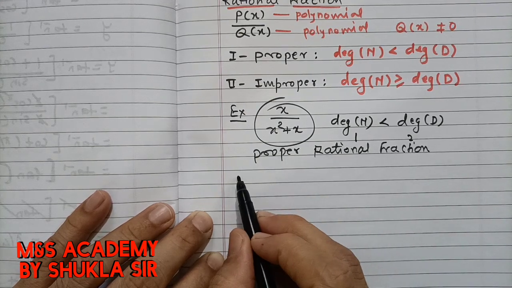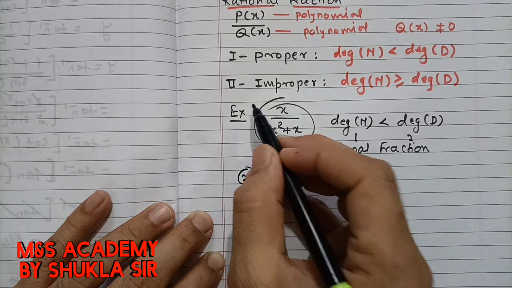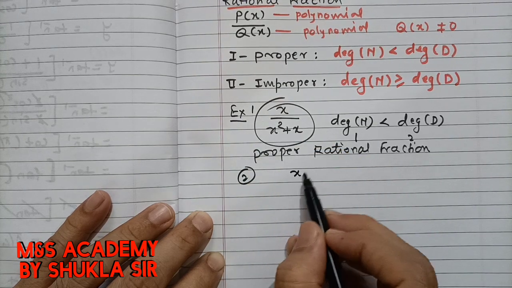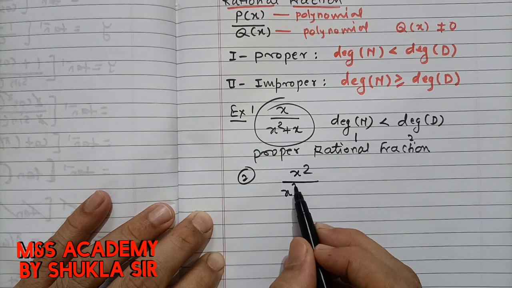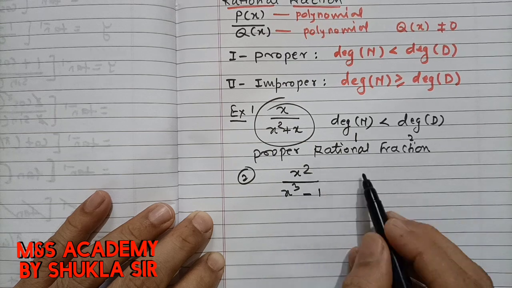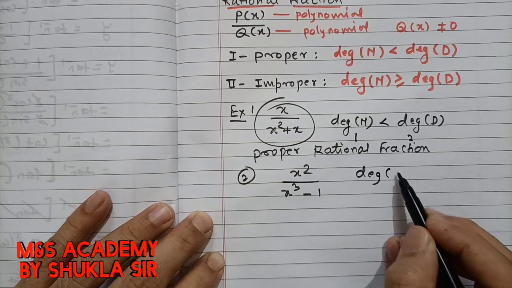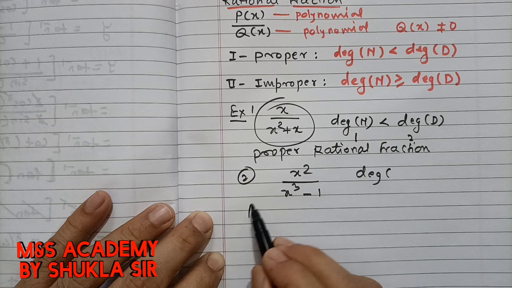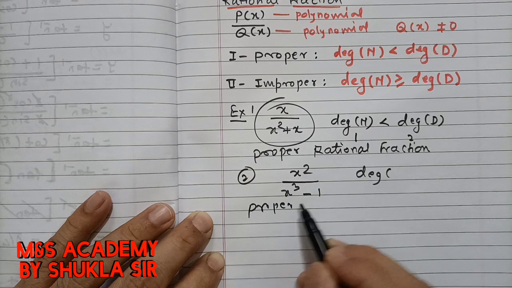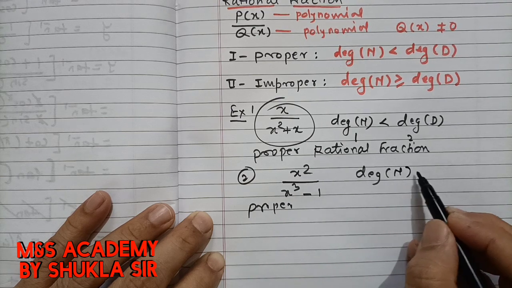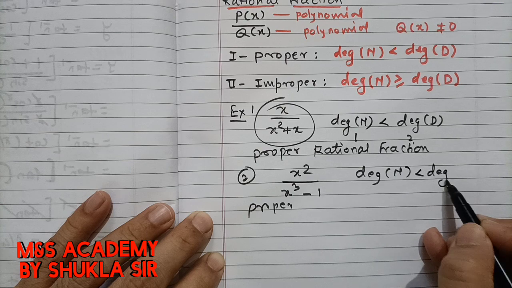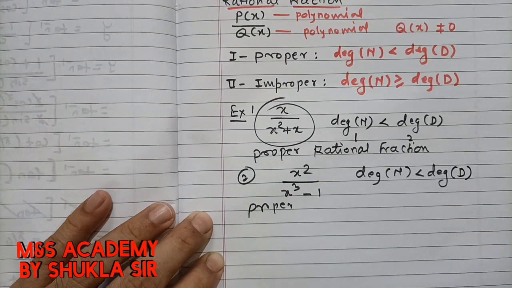Next, example 2, x square by x to the power 3 minus 1. This is also proper. Why? Because the degree of numerator is less than the degree of the denominator.